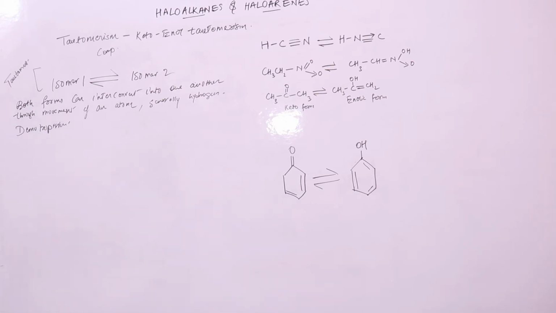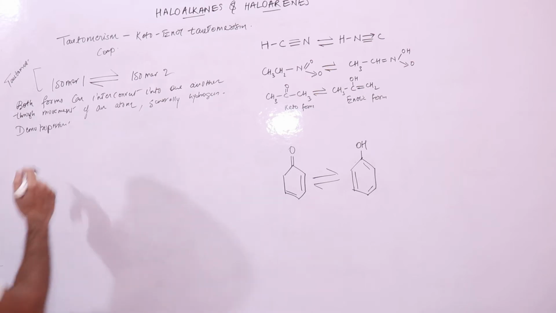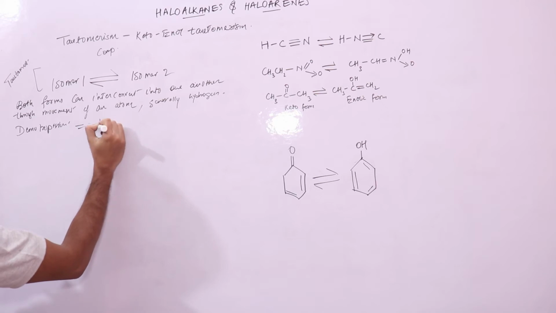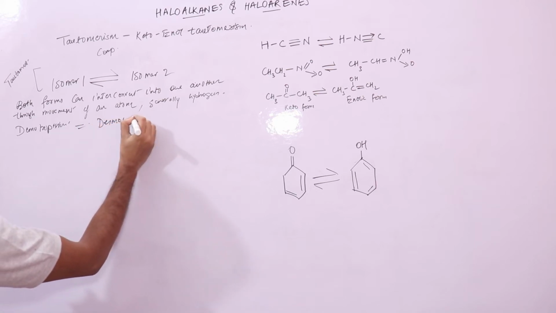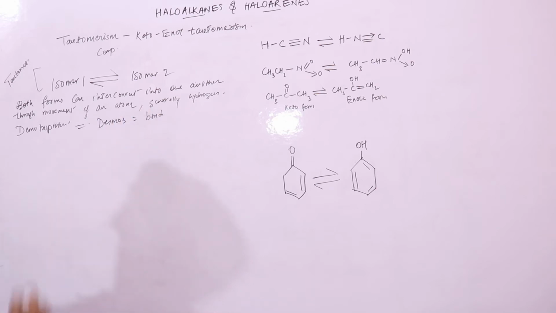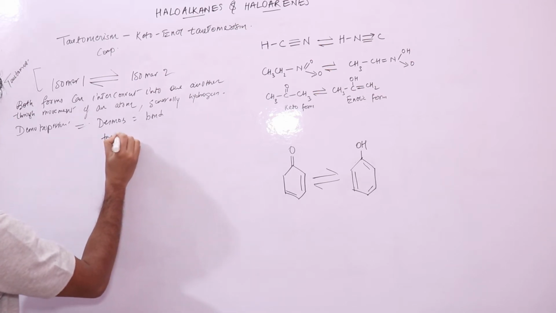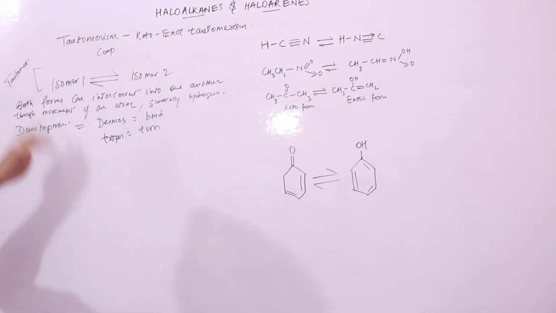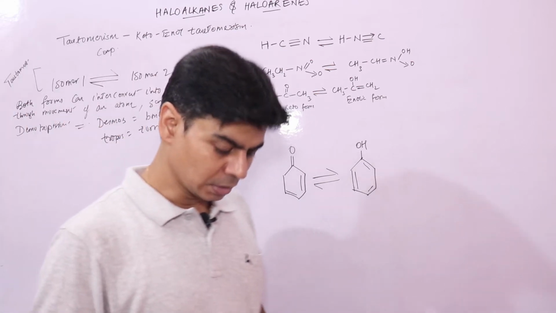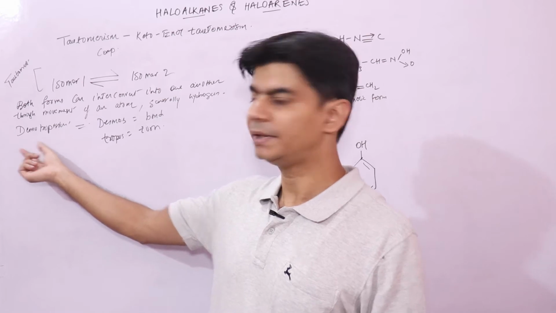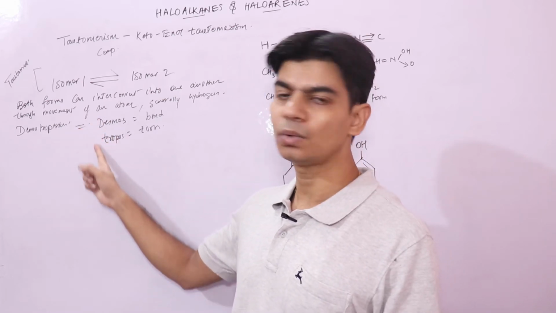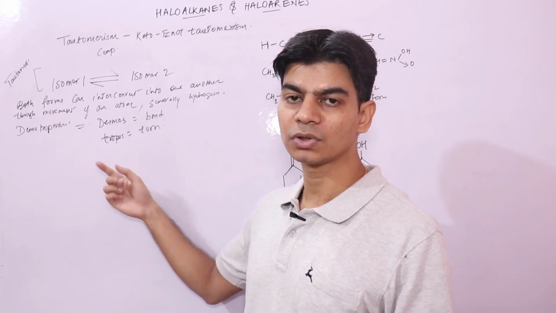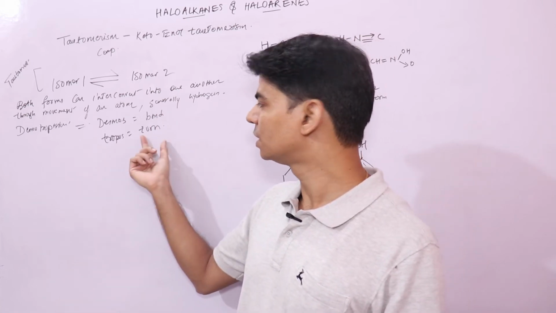Desmotropism is a Greek word. Desmos means bond and tropos means turn. So desmotropism, which is another name for tautomerism, is made from these two Greek words: desmos means bond, tropos means turn. That means you turn or move.